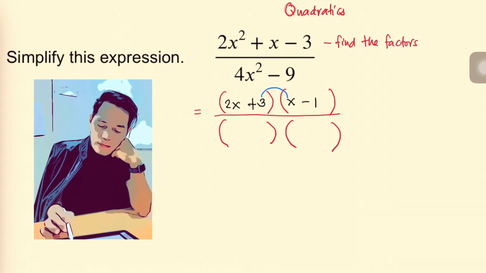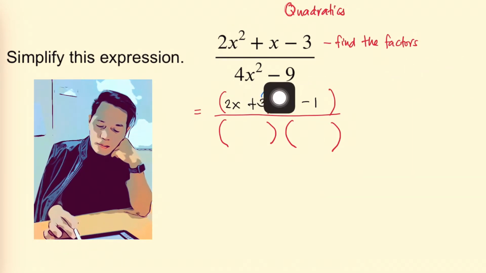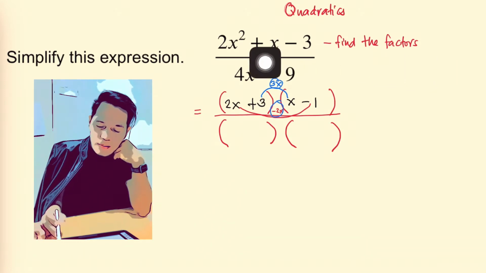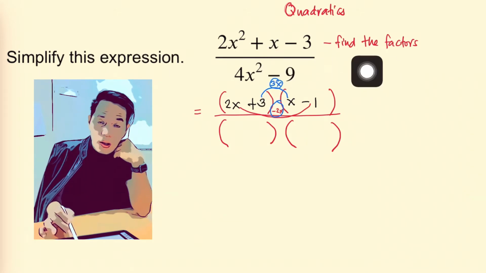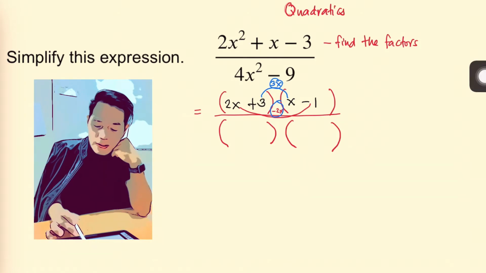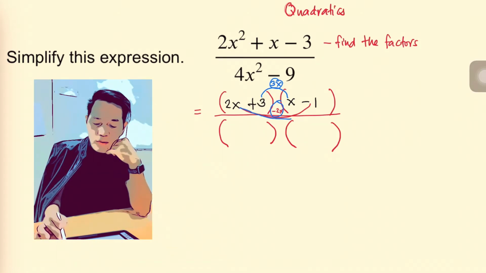So you multiply the inner terms. Remember, in multiplying binomials, these are what we call binomials, there are two terms. If you multiply the inner terms here, that becomes 3x, and the outer terms becomes negative 2x. When you get the sum of these two, what you will get is actually positive x. So in other words, these are the factors for this quadratic.